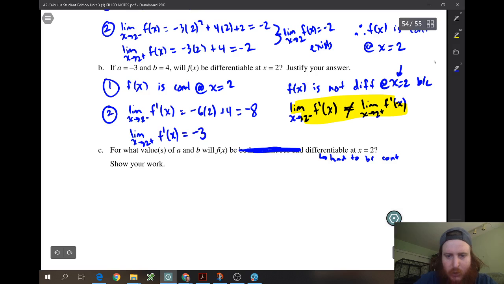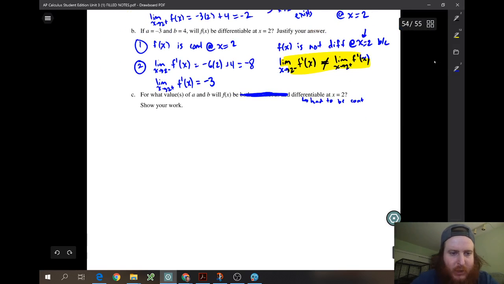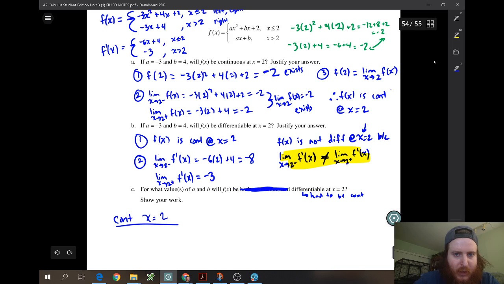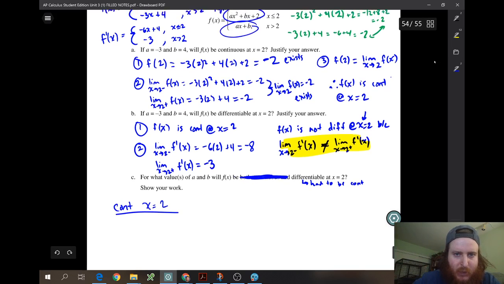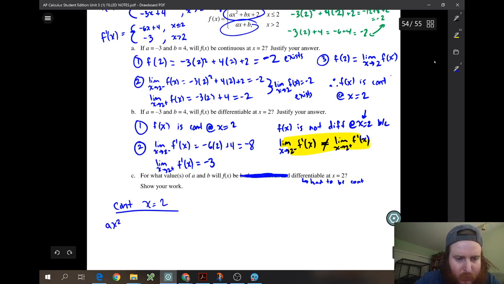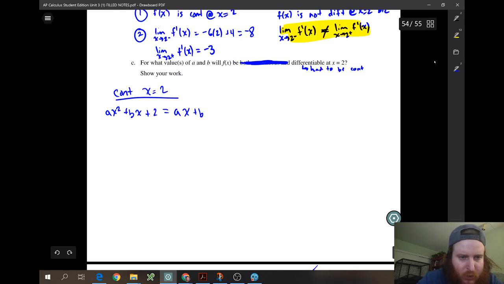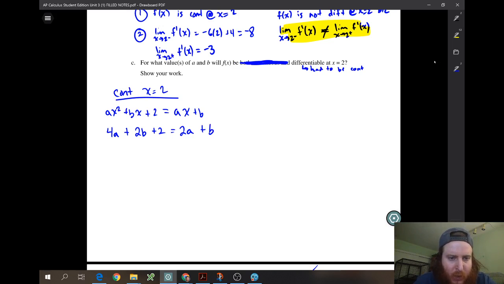So this question is the one we did at the end of one of those homeworks, and it's always the same step. Set up a continuous side, so continuous for x equals 2, and set the originals equal to each other. So we're going to set ax squared plus bx plus 2 equal to ax plus b. And we're going to plug in x equals 2. So 2 squared is 4, so 4a plus 2b plus 2 equals 2a plus b. And if you want to solve for one of them now, you can, but we don't have to. That's our first equation. That's kind of like our equation from our continuous.